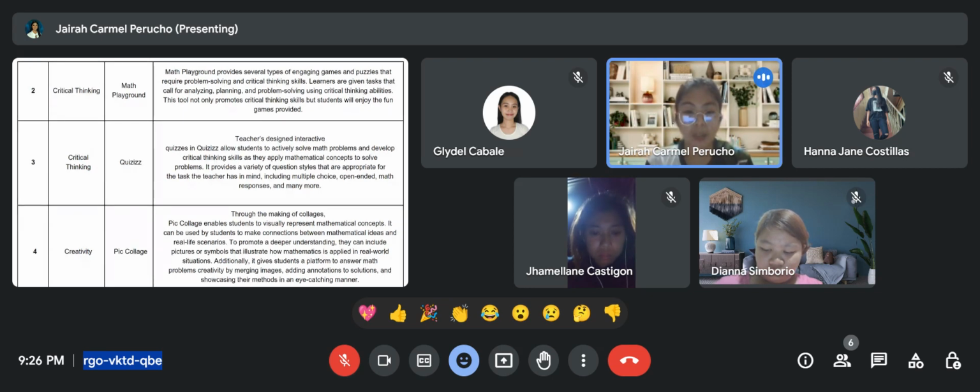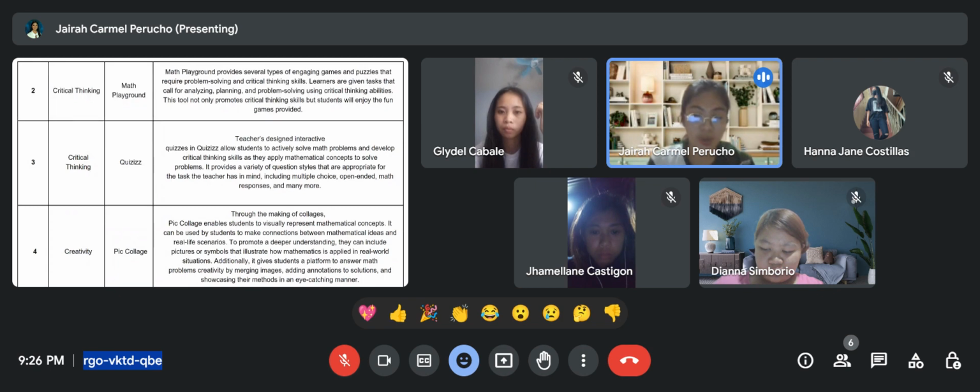This tool not only promotes critical thinking skills, but students will enjoy the fun games provided. So trying this Math Playground is fun as I enjoy playing the games. So I'm sure that while developing problem solving or critical thinking, students will also enjoy it.